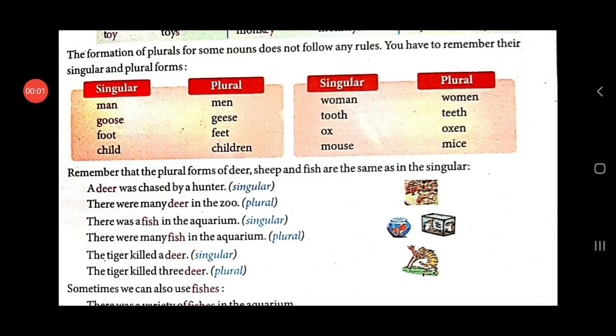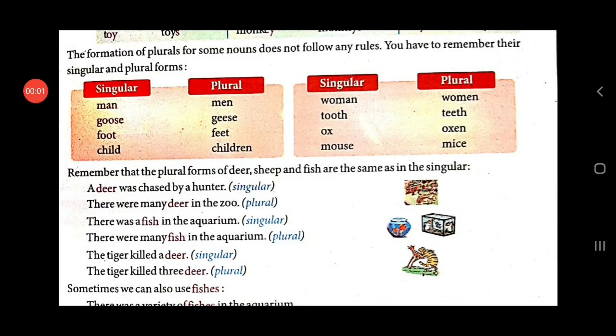One more important point is given below the orange box. Don't skip that at all, just read it properly. It says that plural forms of deer, sheep and fish remain the same, children, as the singular. Okay. Plural of deer will remain deer. Plural of sheep will remain sheep. And plural of fish will remain fish. Okay.